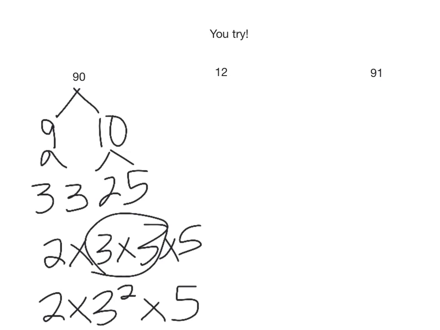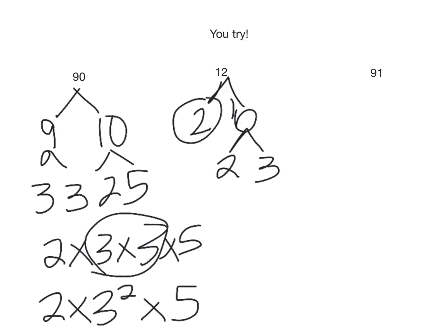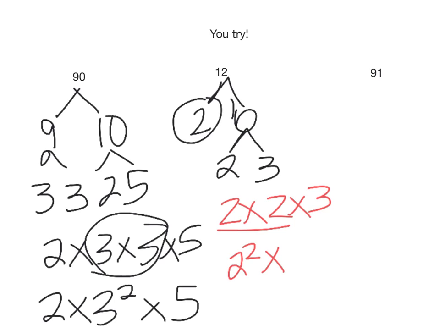12, I can break that down into 2 times 6. 2 is a prime number, so now I'm looking at 6, which is 2 times 3. So that would be 2 times 2 times 3. And I look at 2 times 2, that's a double, so that's 2 squared, or 2 to the second power, times 3.